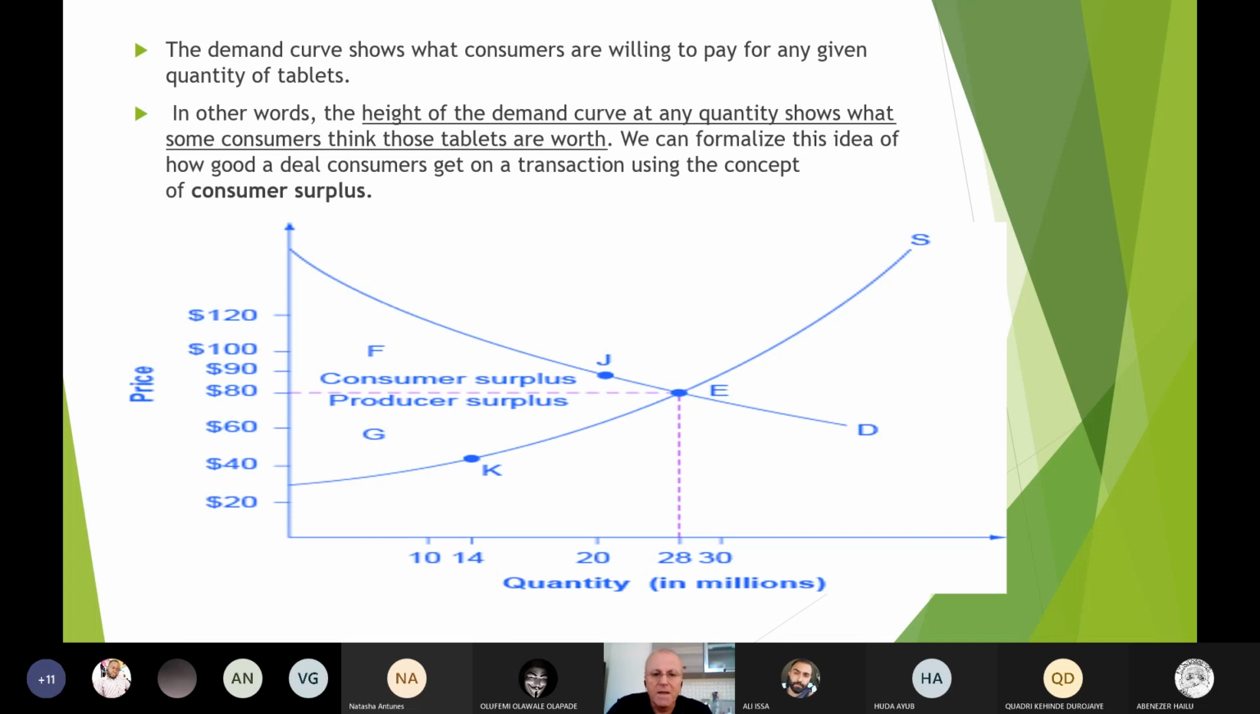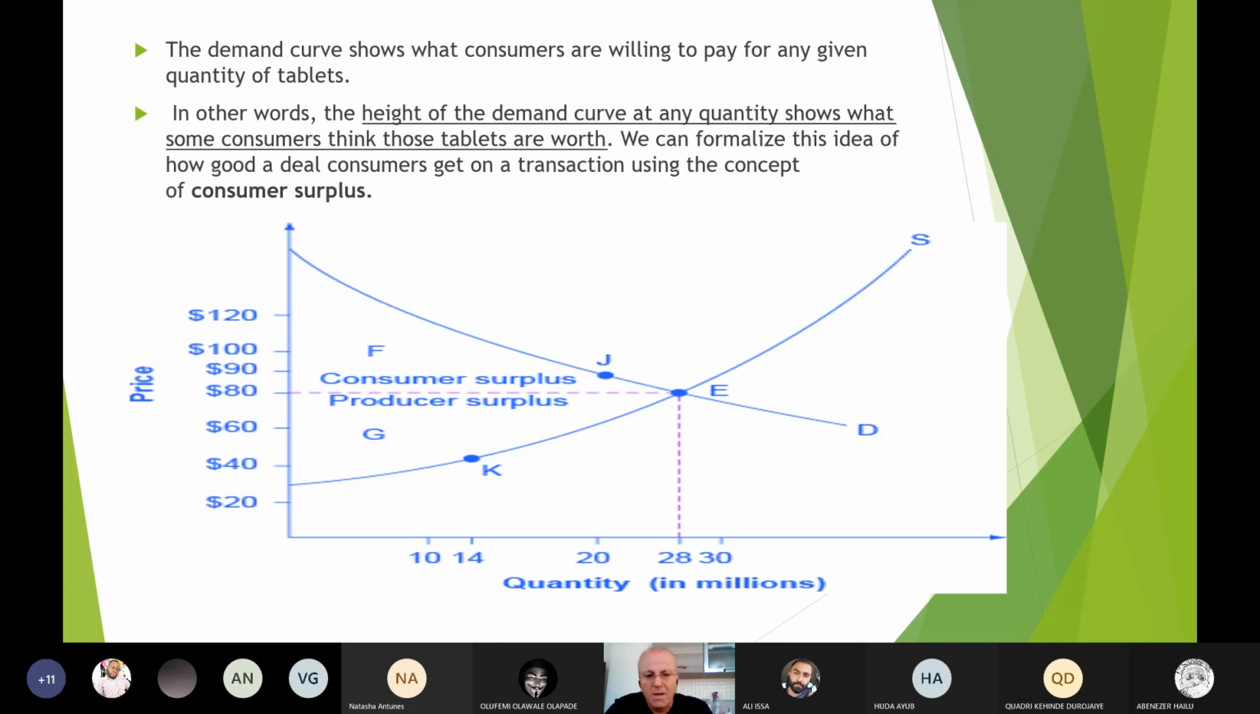And this is the demand curve at any quantity, which is shown for what some consumers think those tablets are worth. We can formalize this idea of how good a deal consumers get in a transaction using this concept, which is the consumer surplus. Above the equilibrium is the consumer surplus, and below the equilibrium price, at point E where they intersect and $80 is offered as the equilibrium price, is the producer surplus.